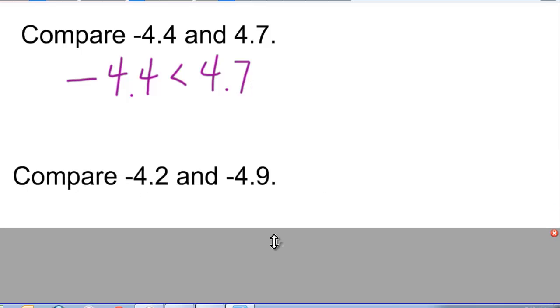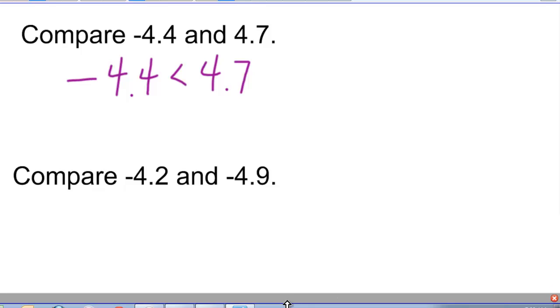Now, when I'm talking about two negative numbers, I have to actually look at their different place values and figure out how they compare to each other, because I can't just say one's negative and one's positive. If I was talking about positive numbers, I would know that 4.2 is less than 4.9. They both have a 4 in the ones place, but 2 is smaller than 9, and those are both in the tenths place. So I could see that 4.2 would be smaller than 4.9.